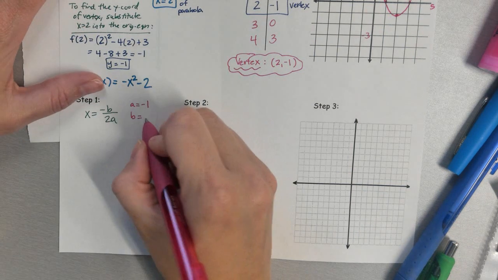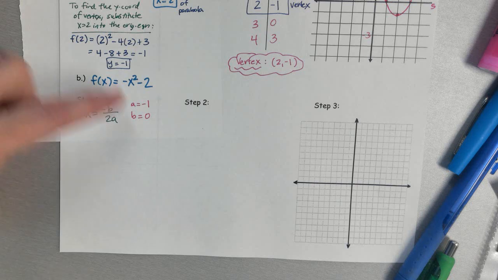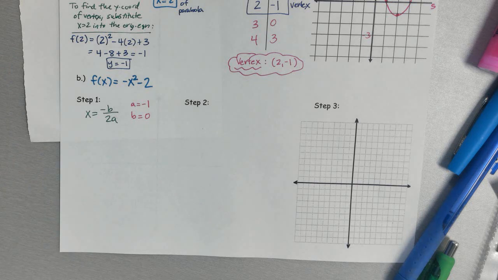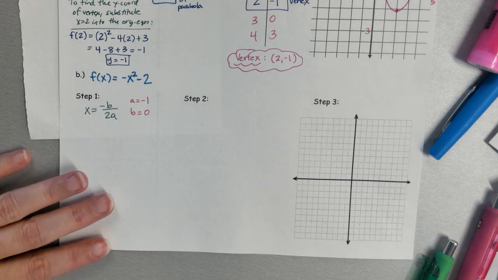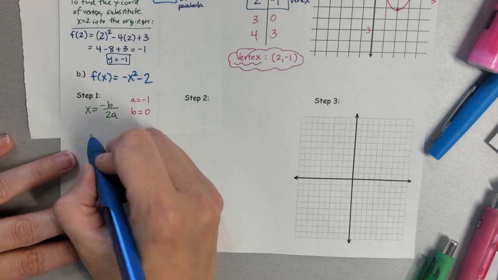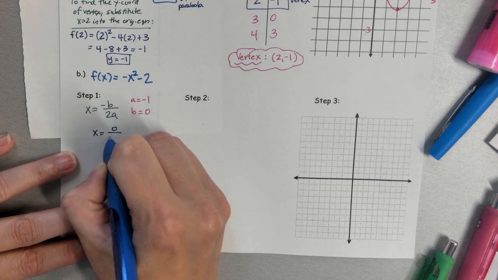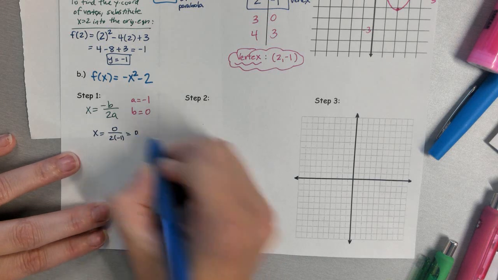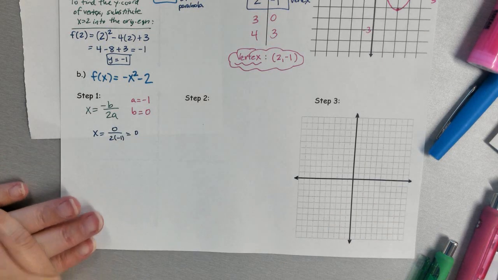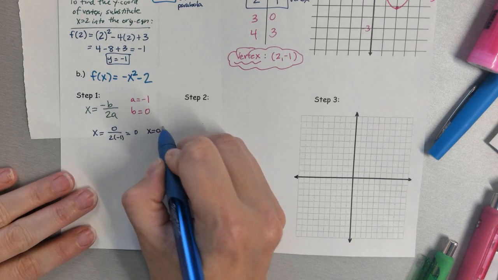0, yep. And then if we had to find c, our c value would be -2. Well, we don't have to find that for this. So when I plug this into my equation, the opposite of 0 is just 0. And then 2 times -1, I don't even have to do that. 0 divided by anything is going to be 0. Okay, so that's going to be my x value.